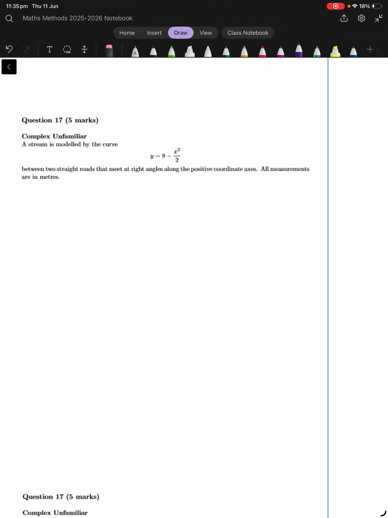All right, a stream is modelled by the curve 8 minus x squared over 2 between 2 straight roads that meet at right angles along the positive coordinate axes. So this is slightly better. So as a stream, I've got 2 straight roads meeting along the coordinate axes. That's like the x and y axis. And then again, this is an upside down parabola. It's a little bit wider because it's being divided by 2. And then it's moved up 8. So I know it's going to start up here. And it's going to have a shape something like that.